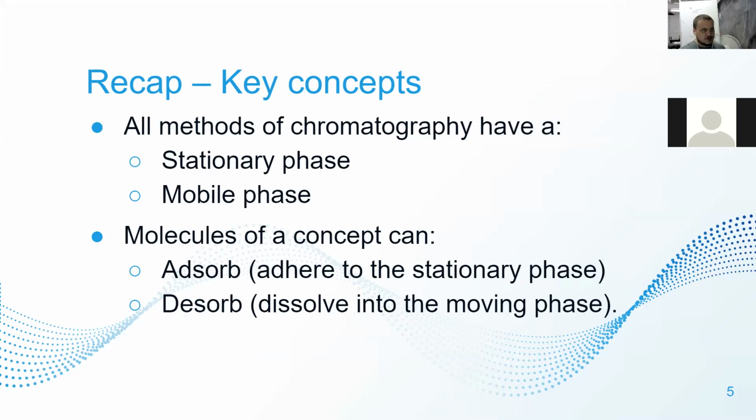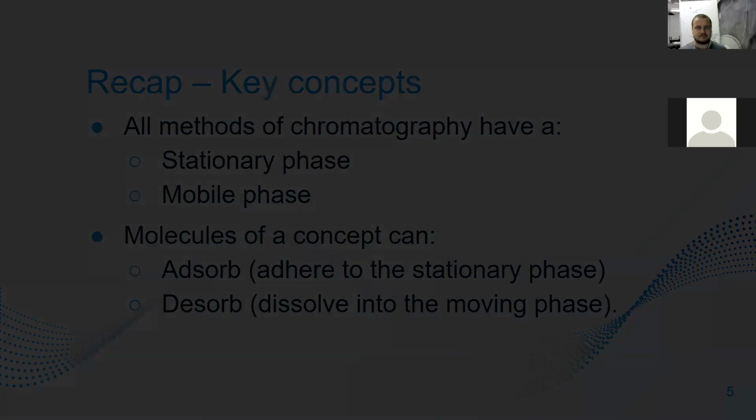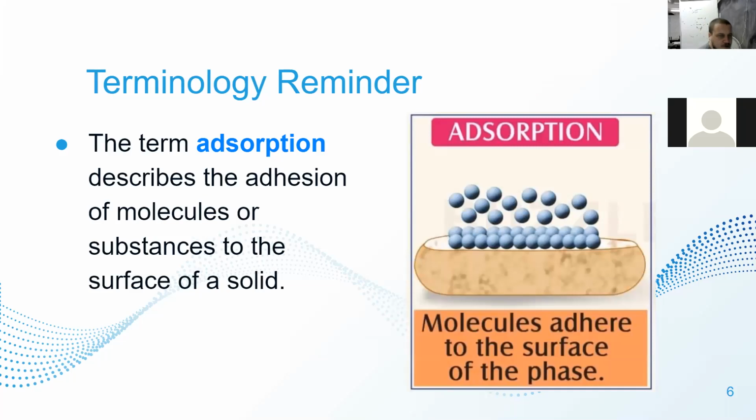Some terminology. To adsorb is to adhere to the stationary phase, or the column or the paper. To desorb is to dissolve into the solvent. And the level of adsorption and desorption depends on the polarity of the molecule in question. So carefully remember adsorption: the adhesion of the molecules to the surface of a solid.